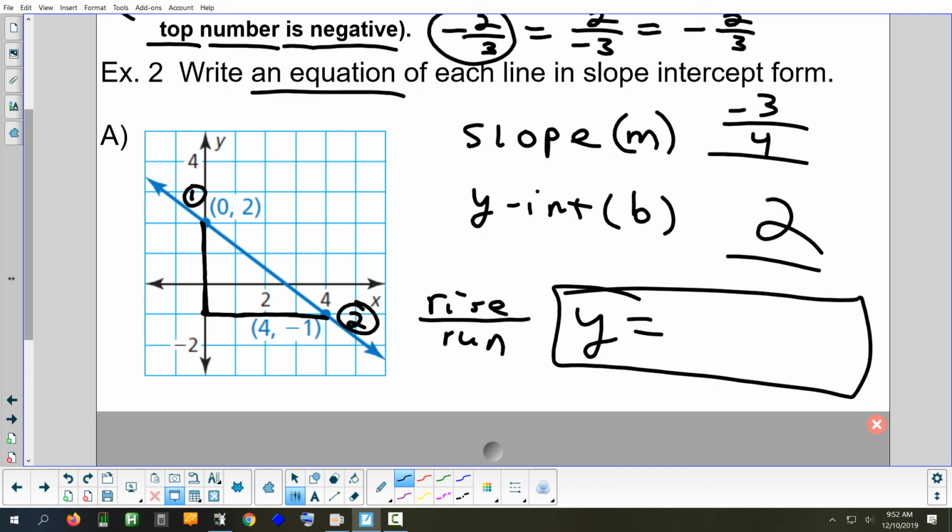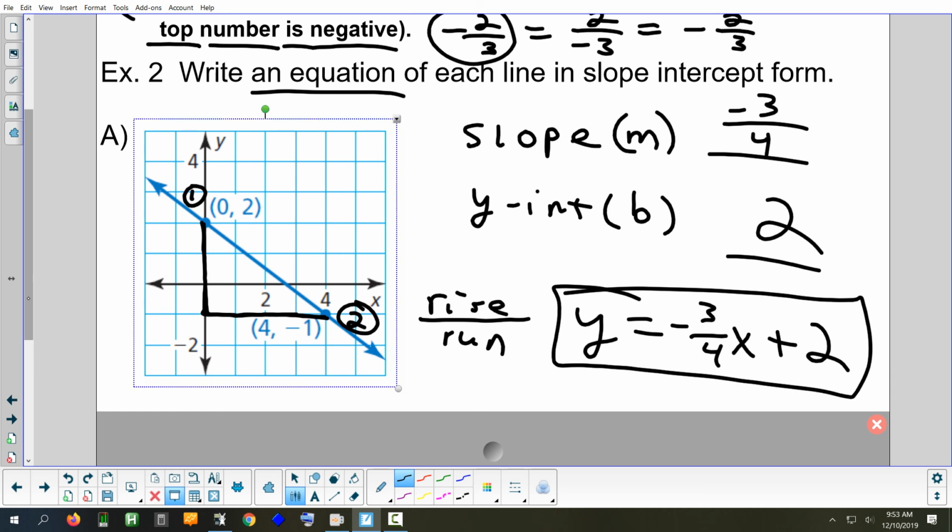Anyone think they could tell me what the equation is now that we've got those two numbers? Yep, Stephen. Y equals negative 3 over 4x plus 2. Perfect. That's it. Y equals negative 3 over 4x plus 2. And if I graph that on my calculator, it would look exactly the same as the picture you see right there. Any questions on that? All right. So that's finding the slope just by counting the rise and the run, and then finding the y-intercept.